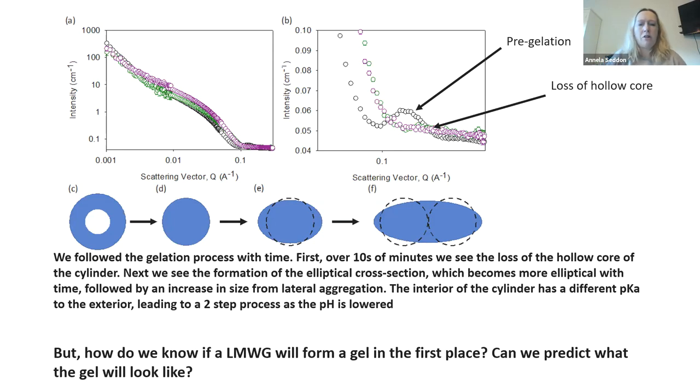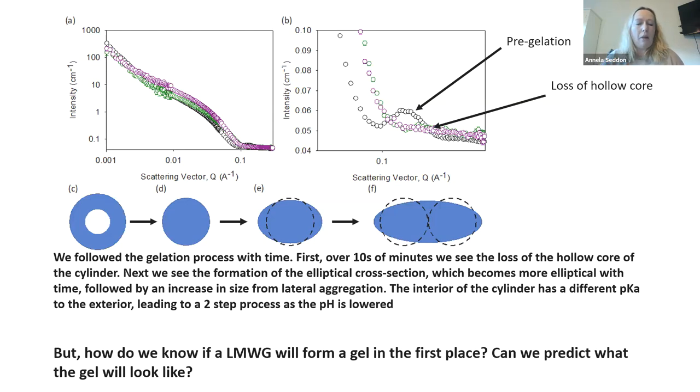But this threw up another question of, we know 2-NAPFF is very well behaved as a low molecular weight gelator. We know exactly what it does. We can control it very well. But what we don't know is if we design any given low molecular weight gelator, will it gel? So there is no way at the moment of predicting whether a low molecular weight gelator will form a gel, and more importantly, what the properties of that gel might be, so that we can design something specific for a particular application.